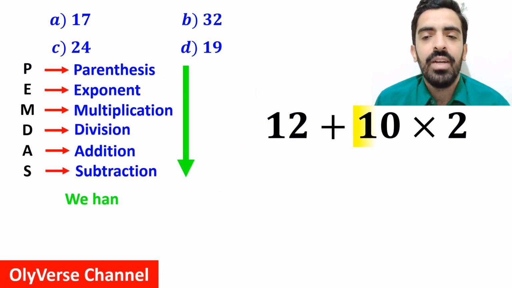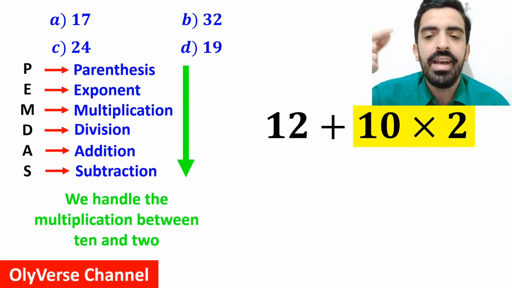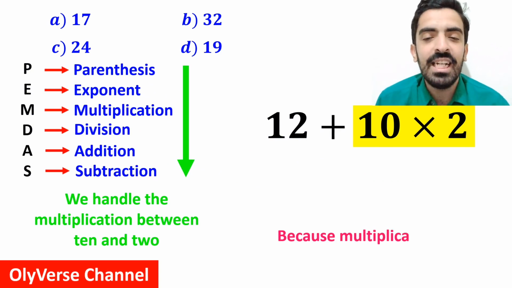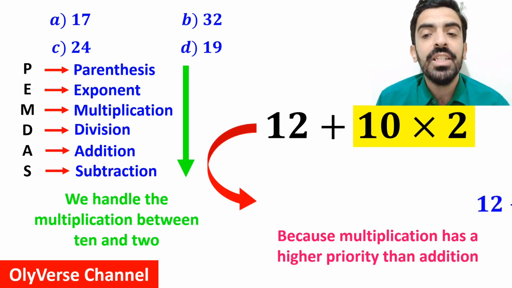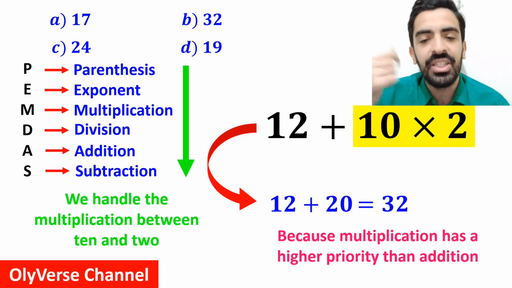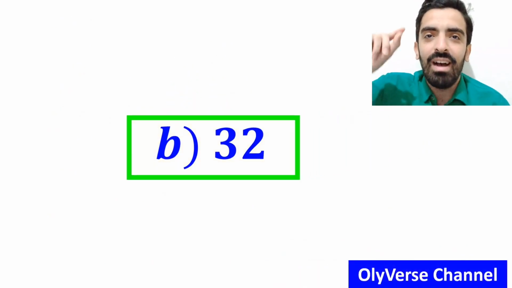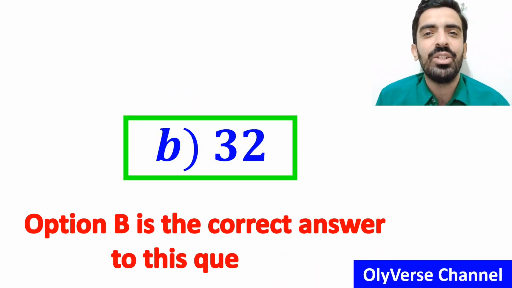In the next step, we handle the multiplication between 10 and 2 because multiplication has a higher priority than addition. And this expression simplifies to 12 plus 20, which ultimately gives us the answer 32. Therefore, option B is the correct answer to this question.